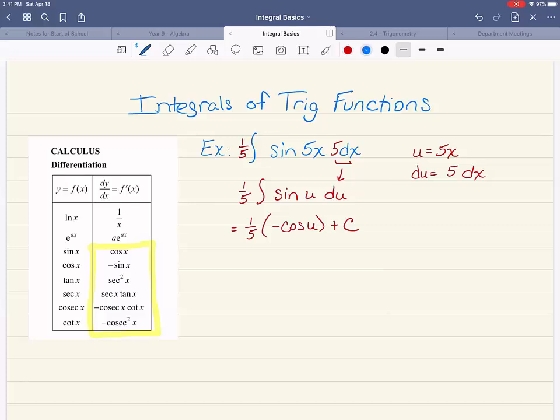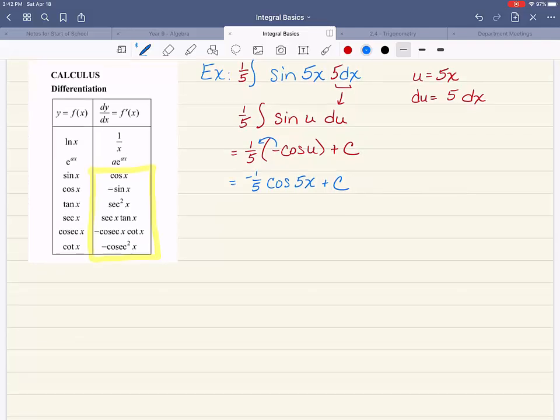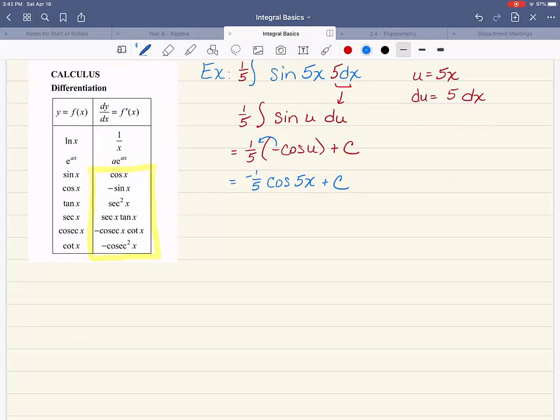Now we need to change back to x's. I'm going to bring this negative outside, making the 1/5 negative, and this will be cosine of 5x plus c. And there is your answer. So this one was a little bit tricky because of the fact that the trig function that I was using isn't exactly correct inside the integral, so we had to make a modification as we did the problem. All right, let's look at another example.